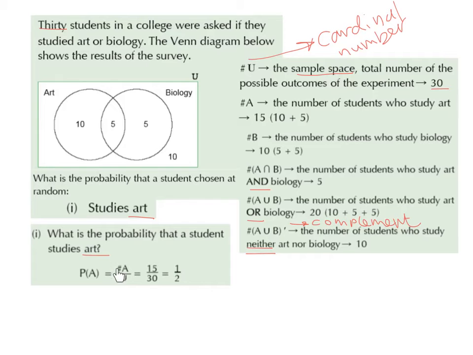Okay, so we're interested in the probability that the student studies art. So it's going to be the number of students who study art, which is 15, over the number of students in the universal set, which is going to be 30. So we have 15 over 30, which gives us a half. So the probability that the student studies art is a half.